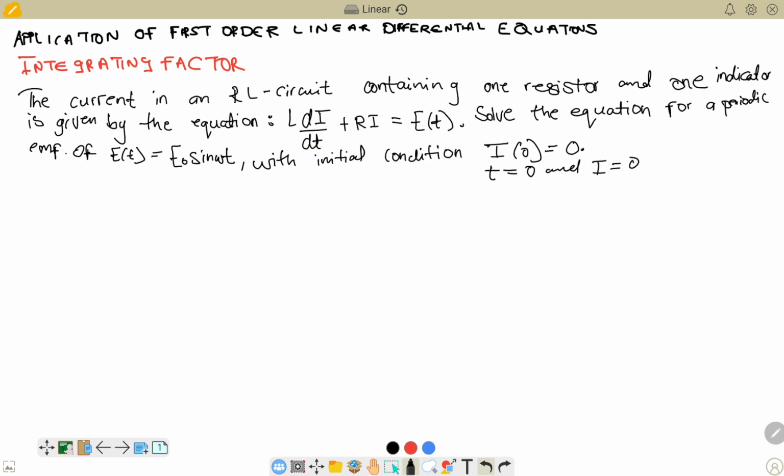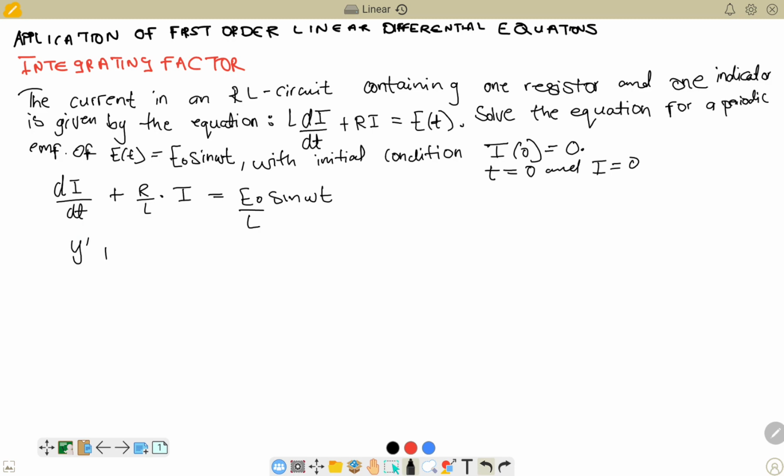So from our equation, we can divide throughout by L. We'll have dI over dt, because L is a constant and it's attached with dI over dt there. Then it's going to be R over L times I equals, instead of writing E(t), I'll replace it with E naught multiplied by sine Wt. Then I will divide here by L because I'm dividing throughout by L.